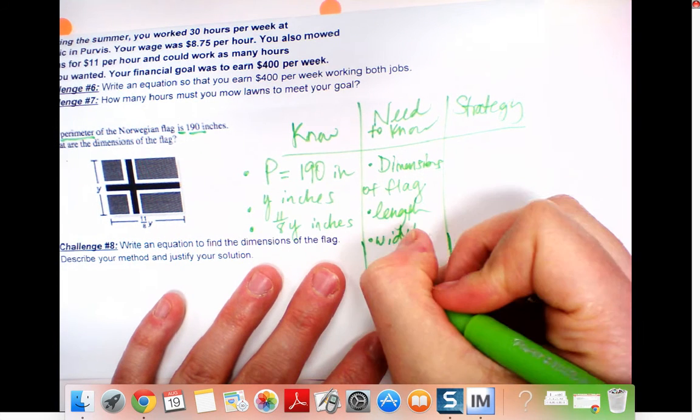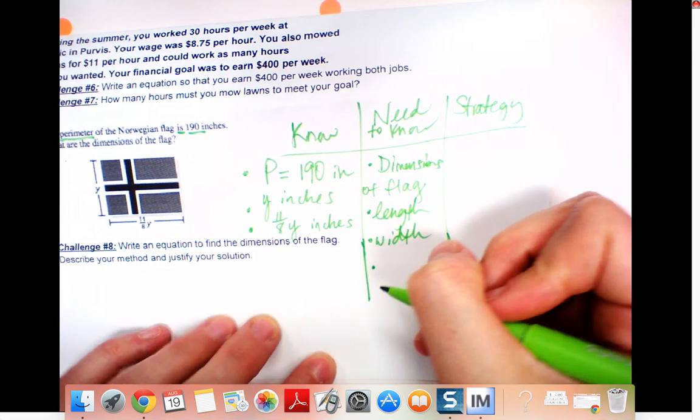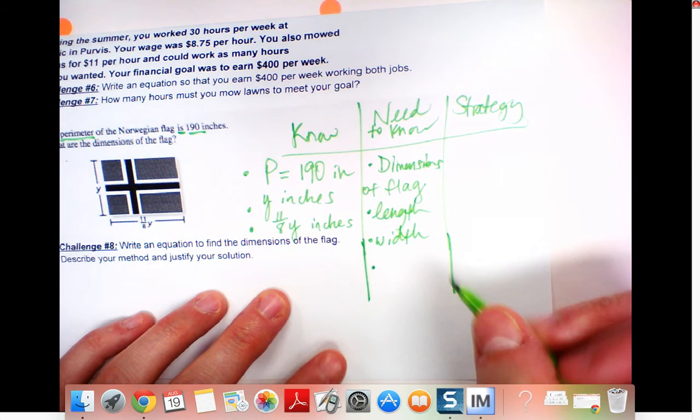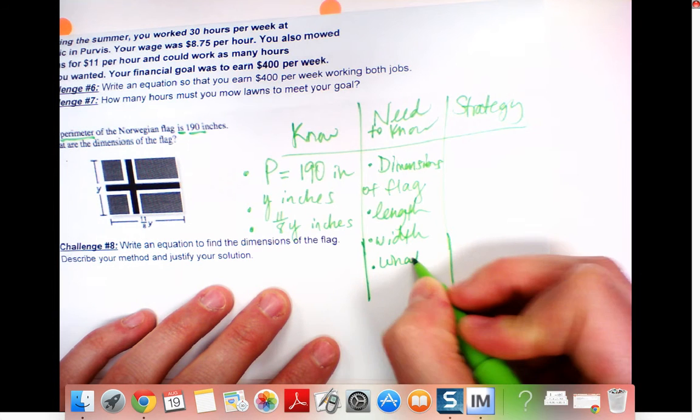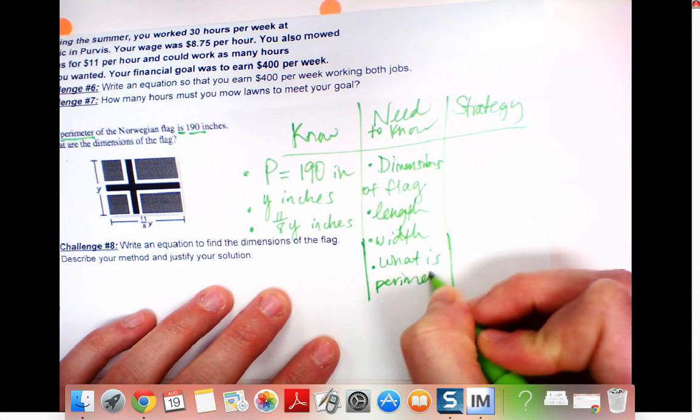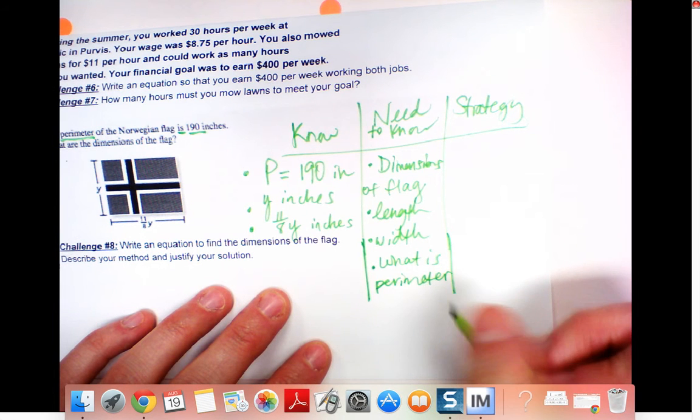Also, another thing we can write, let's say that you're not really sure about what perimeter is. Well, that's something we need to know. What is perimeter? And how do you find it?